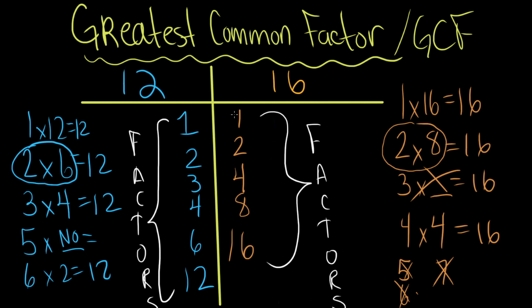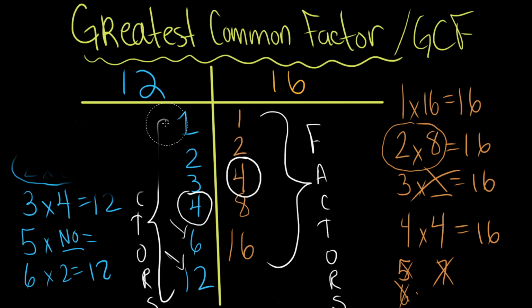Well, they both share a 1, but that's not the biggest. They both share a 2, but that's not the biggest. They both share a 4. That is the biggest. That is the greatest common factor between 12 and 16. This side has a 12, but this side does not, or a 6, but this side does not have a 6. So 4 is the greatest common factor.